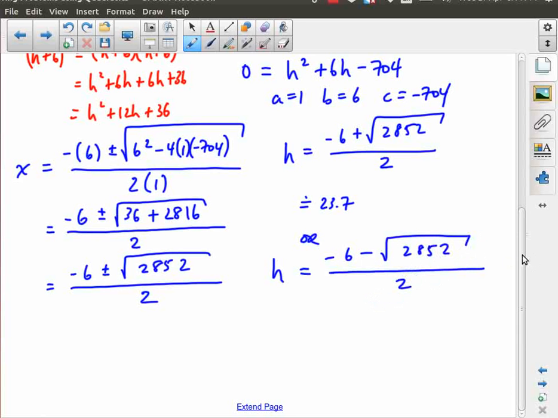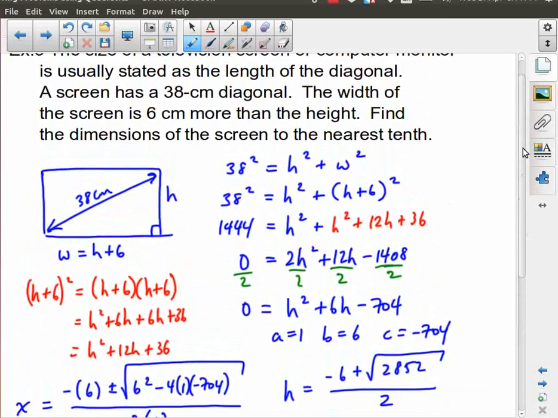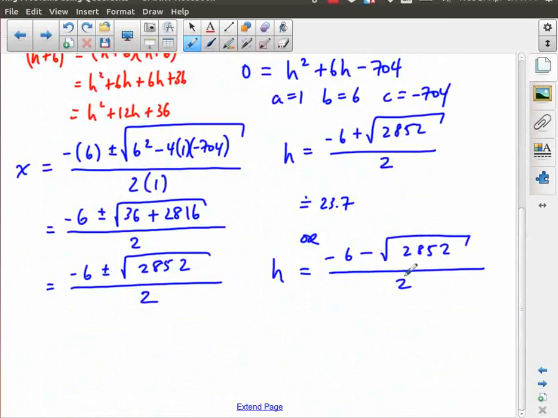Now, just to remind us, what does h stand for? H is the height of the screen, but h must be greater than 0. So I discard, okay, there's no point in doing this. This is a negative number. I'm going to be subtracting a positive number, which means overall this is going to be negative. A negative number minus another number is negative. So this can't be it. So that means this must be my answer.